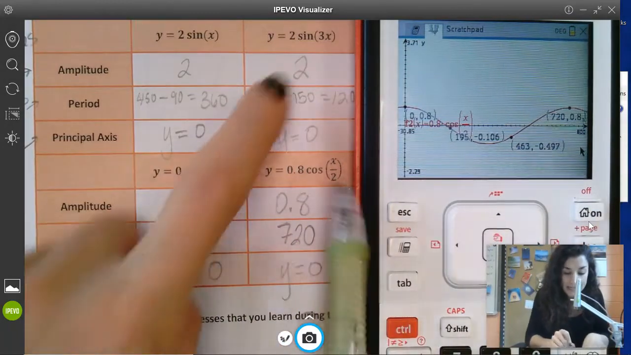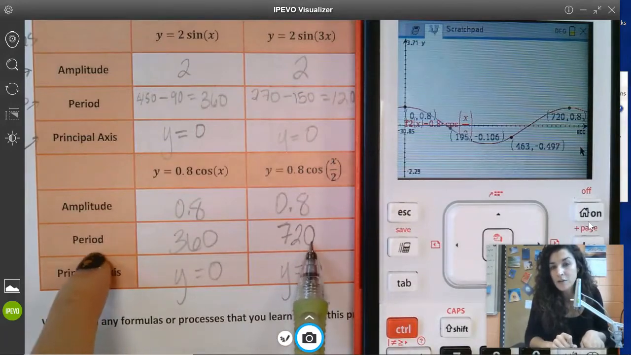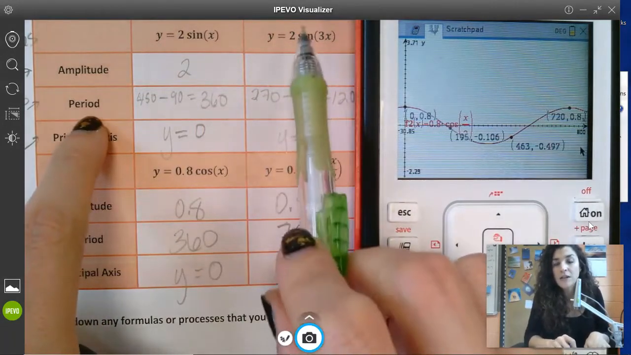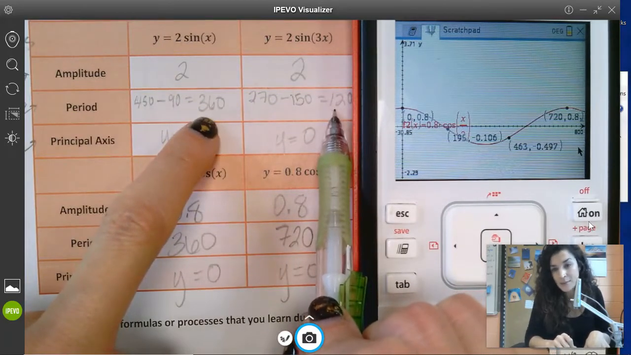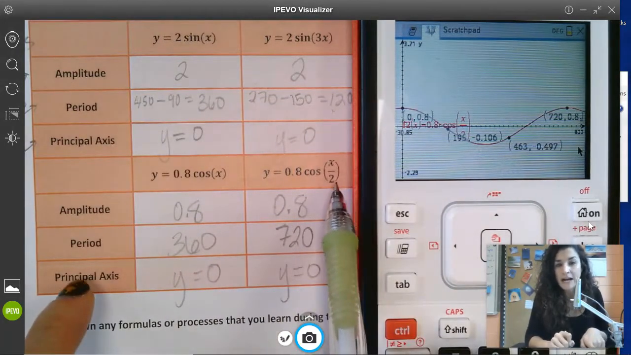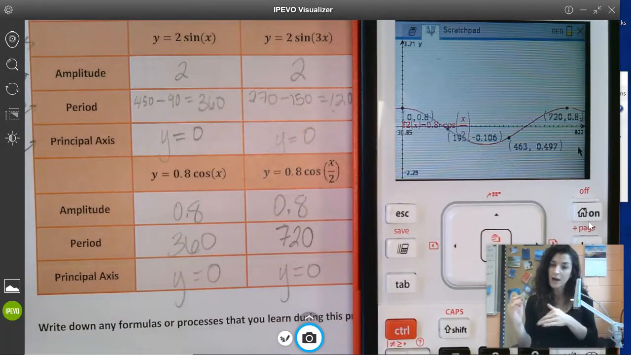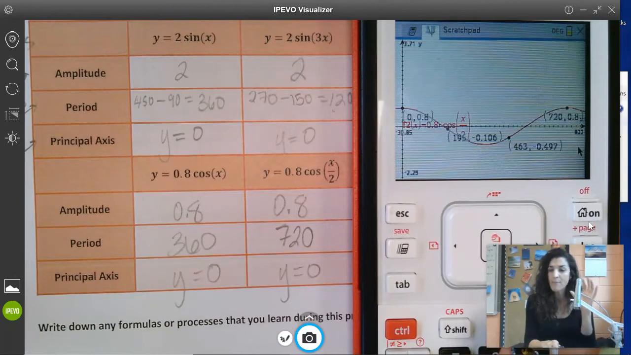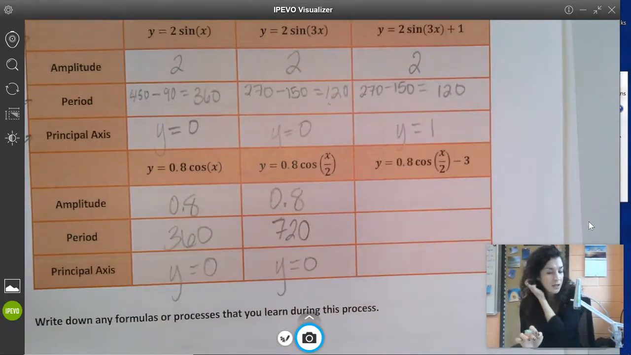So what happens inside of your trig function affects your period. So notice here that when we multiplied by 3, it was 360 divided by 3. When we divided by 2, it was 360 times 2. So the opposite of what you think is going to happen is what happens inside of the trig function. And it's always with period.